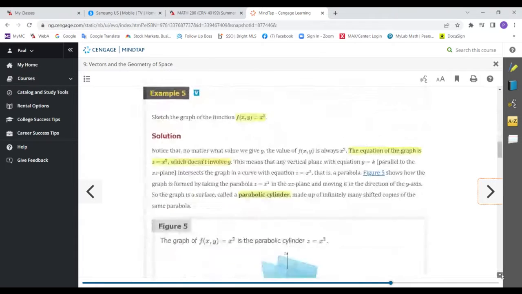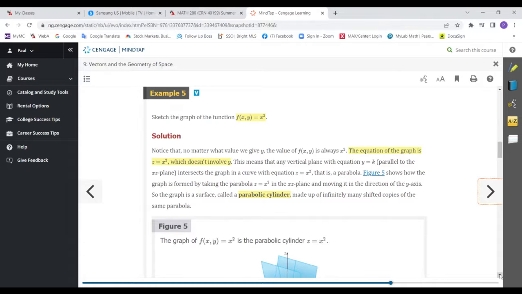We did the example 4, but if we look at example 5, they say, okay, sketch the graph of the function f of x, y equals x squared. Now in two-dimensional space, f of x equals x squared is a parabola. But if you have a function of x and y and it equals x squared, that's going to be a surface. And what would that surface look like? Well, it's going to be what's called a parabolic cylinder.